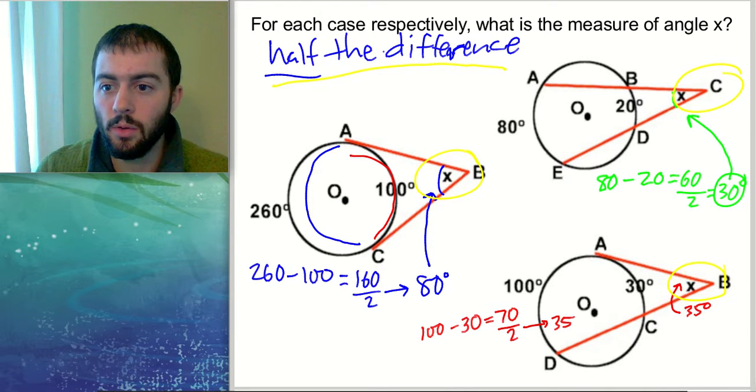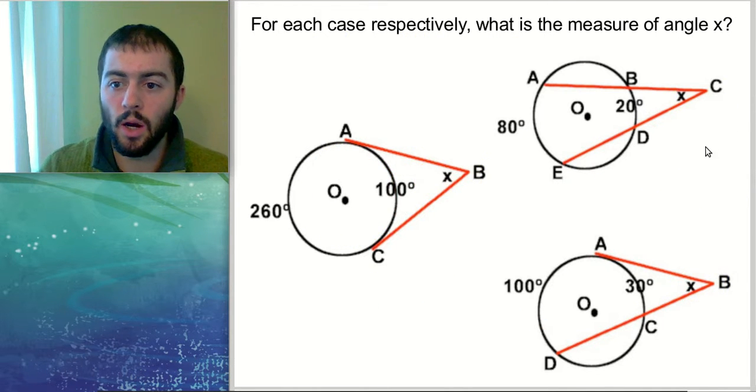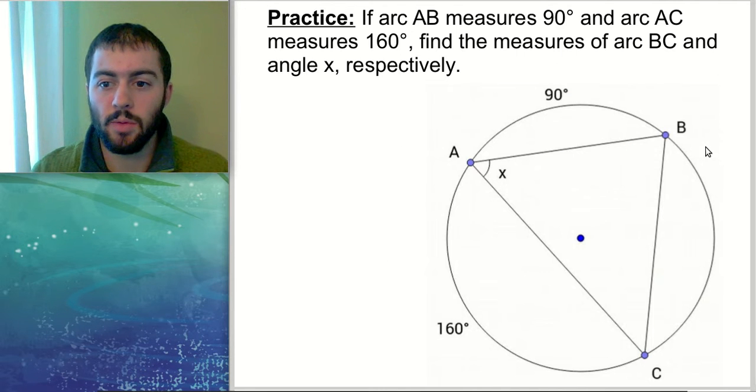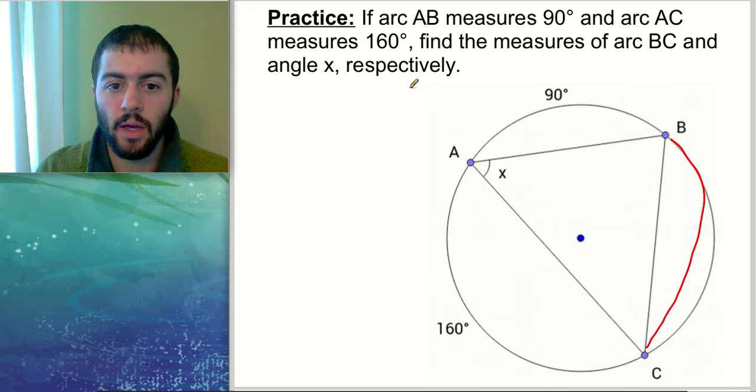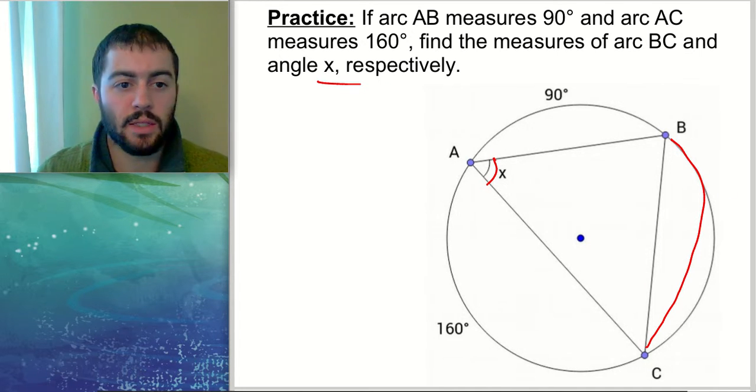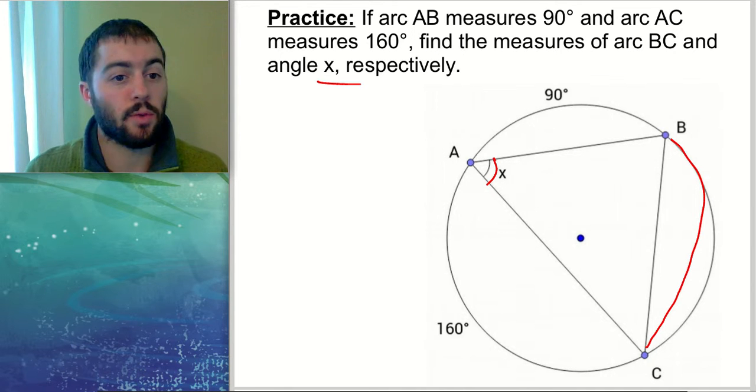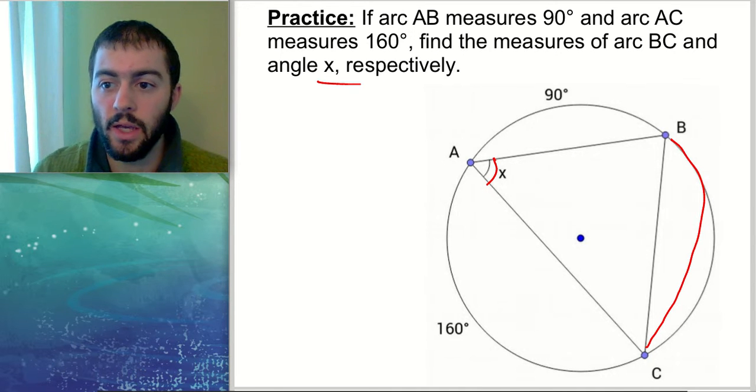All right, so hopefully we're kind of getting the hang of this by now. We're going to do some combined practice problems here and kind of put together some of the things that we've learned here. So here we have measure of arc AB is 90 degrees, measure of arc AC is 160 degrees, and we want to find the measure of arc BC and also angle X in here. All right, so this is kind of putting together some different things if you want to try this out on your own and come back for the answer.